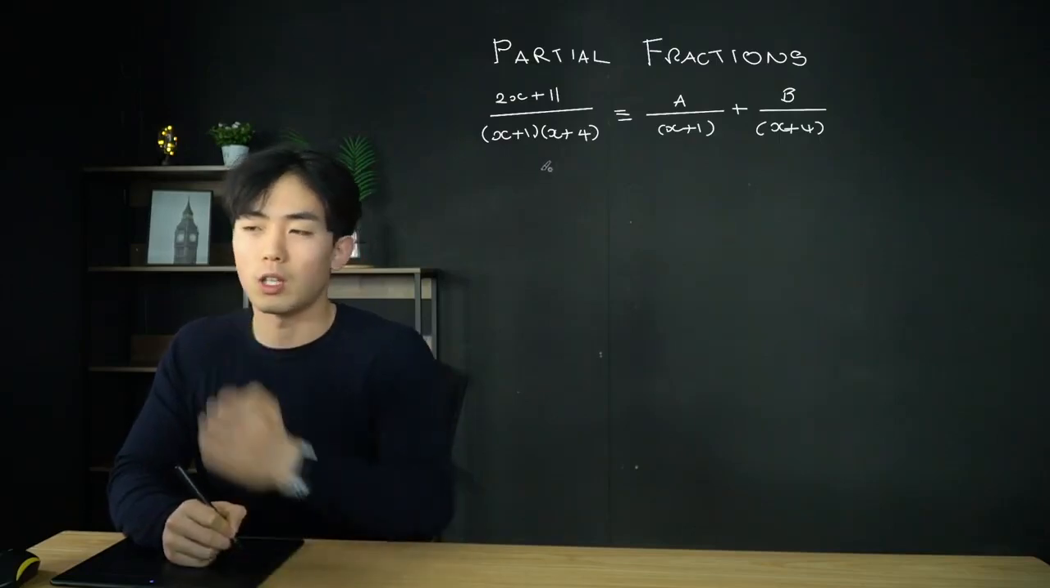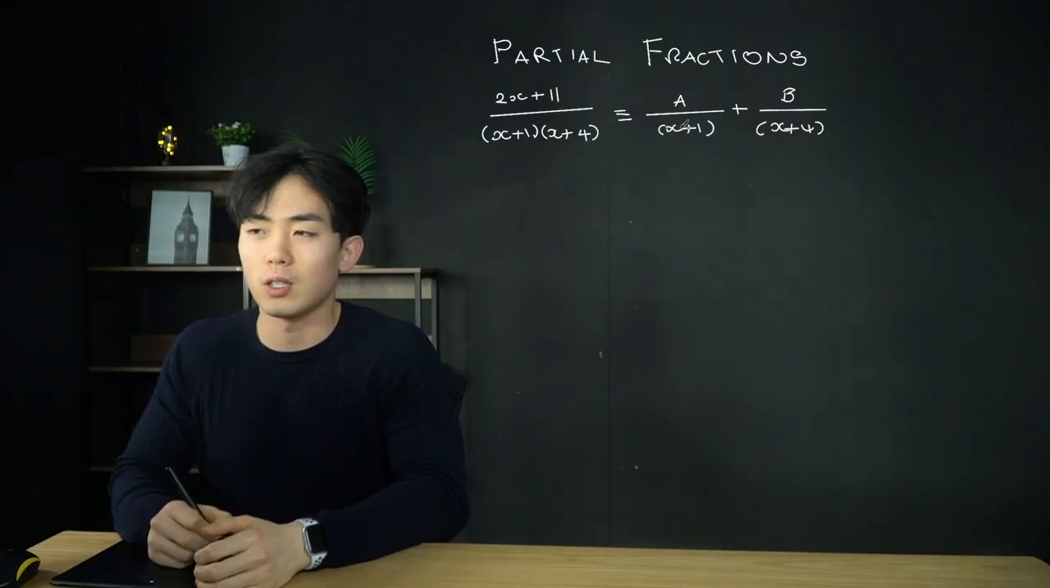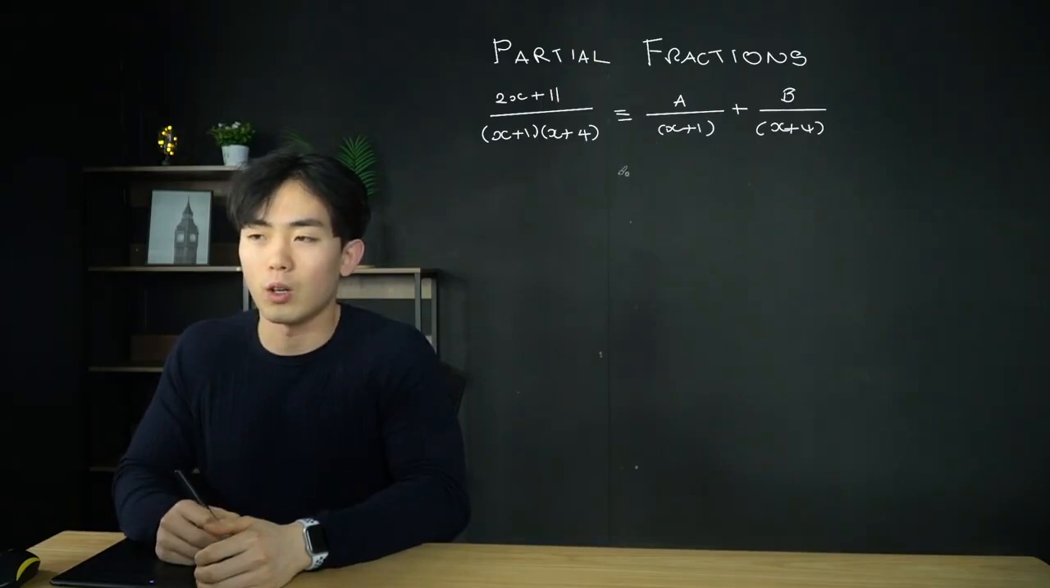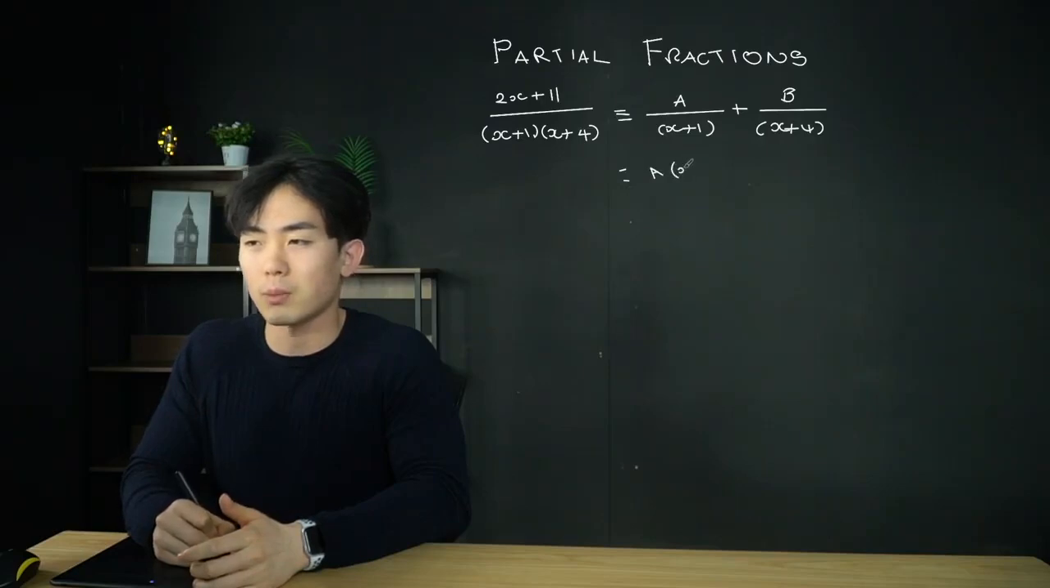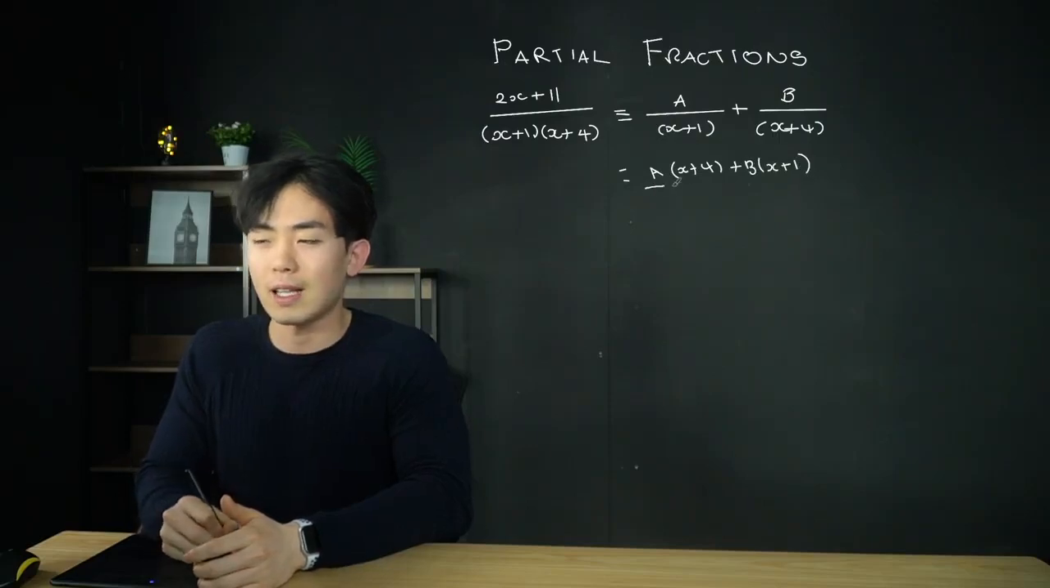Before we even go about doing these methods, we first need to combine these two single fractions, this a and b, into one whole fraction. Hopefully we know how to do that. So we're just trying to make the common denominator. That means we're going to have a times (x plus 4) plus b times (x plus 1). Okay, and that's all going to be over the common denominator (x plus 1) times (x plus 4).